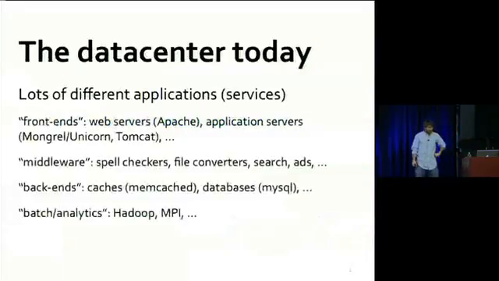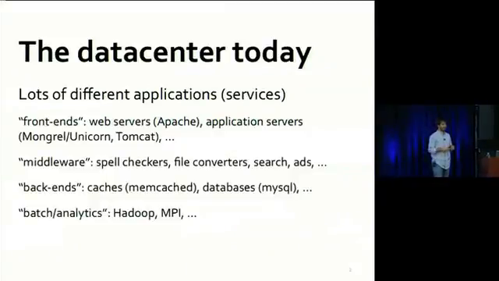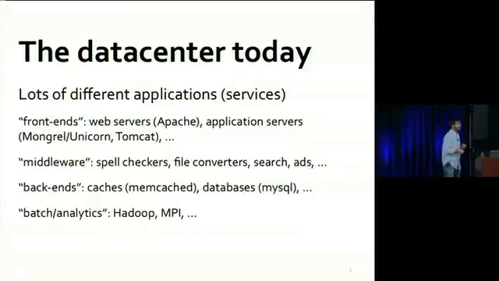Okay, so this talk is all about the data center and the stuff that gets run in the data center. So what does the data center look like today? Well, you guys probably have a much better idea than I do, coming from academia. But what we see in the data center is you run lots of different applications or lots of different services. And you can classify these things into a couple different places. There's your front ends, which are oftentimes receiving queries directly from users, like your web servers, your Apaches, your application servers, your Mongrels and Unicorns for Ruby on Rails, or your Tomcats, or whatever other application servers you're running.